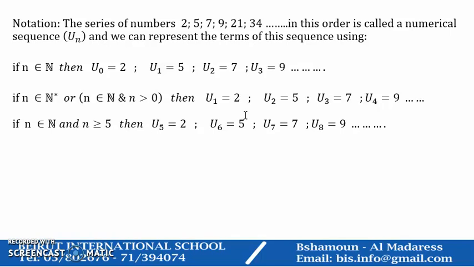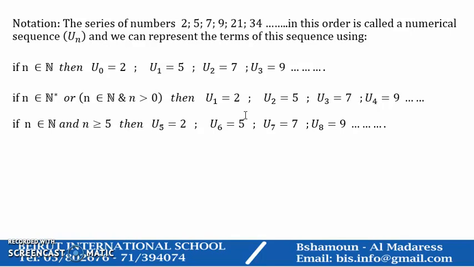Notation: the series of numbers 2, 5, 7, 9, 21, 34 in this order is called a numerical sequence, un, and we can represent the terms of the sequence. If n belongs to the set of natural numbers, then we must start by u0. u0 is the first term 2, the second term u1 equal 5, the third term u2 equal 7, and the fourth term u3 equal 9.